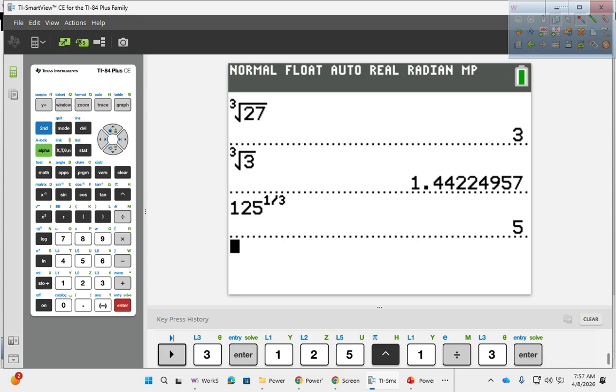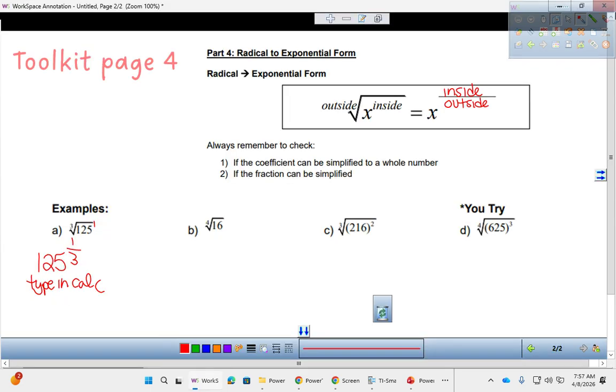It's 5, right? So math 5 is when you're checking a root. If you're checking an exponent, you can just type it in the calculator as is. So this is just 5. We okay with the first one?